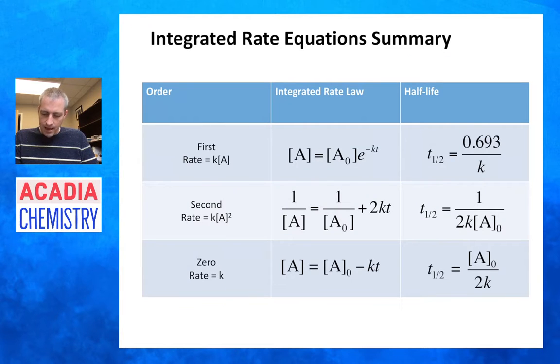So here we have a summary of our integrated rate equations. And remember that we're not using the version for the second order with the 2 in it, just to know that those exist, but we're not going to be using those. We're just crossing the 2 out. We're going to be using the k values using the more conventional form.